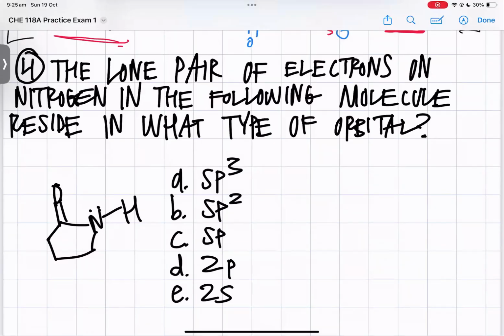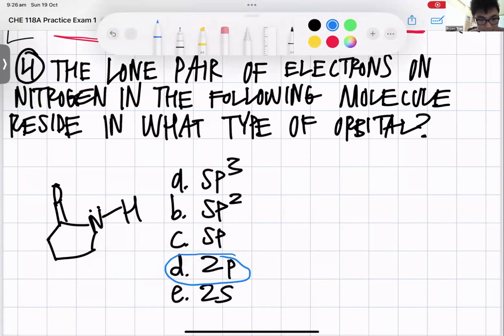The lone pair of electrons on the nitrogen in the molecule reside in what type of orbital? 2p. And what's the reasoning behind that answer? Yeah, it is 2p. I just realized that I made a typo in the key.